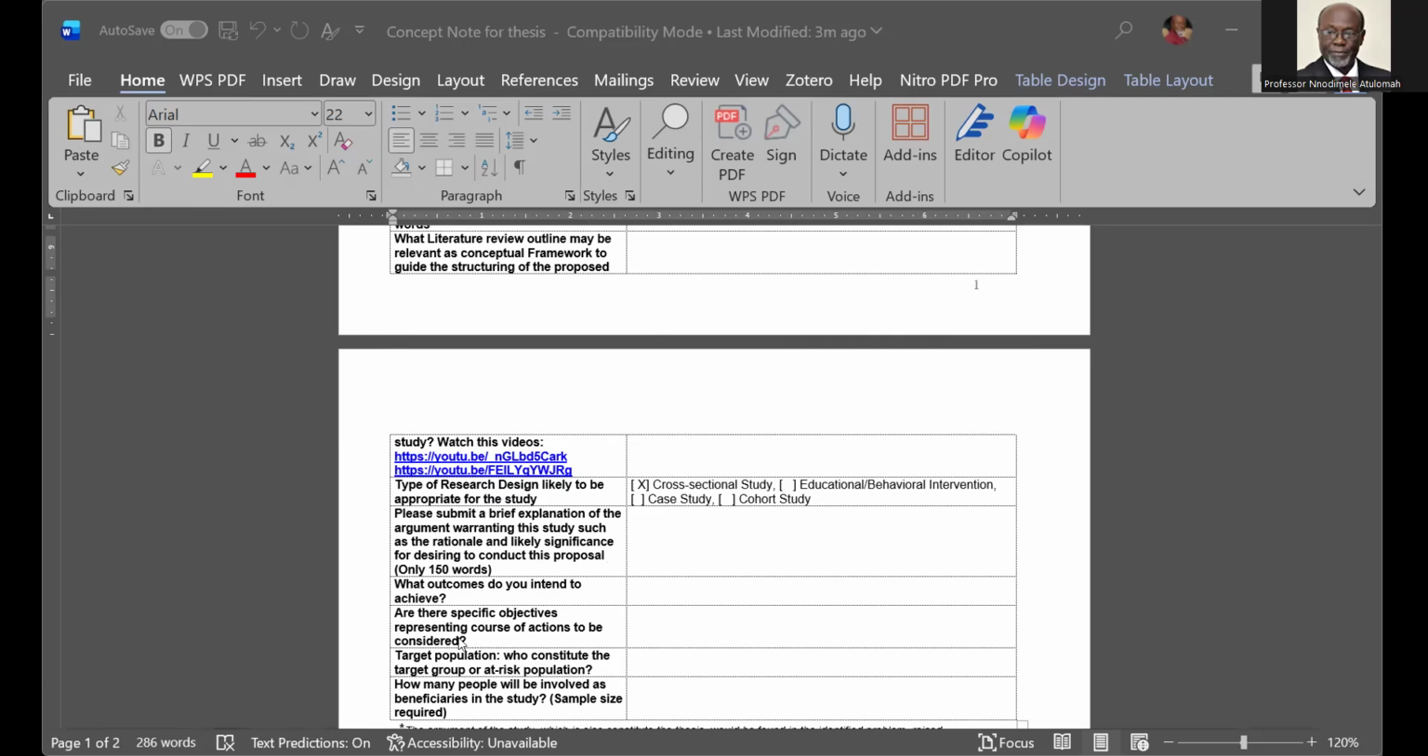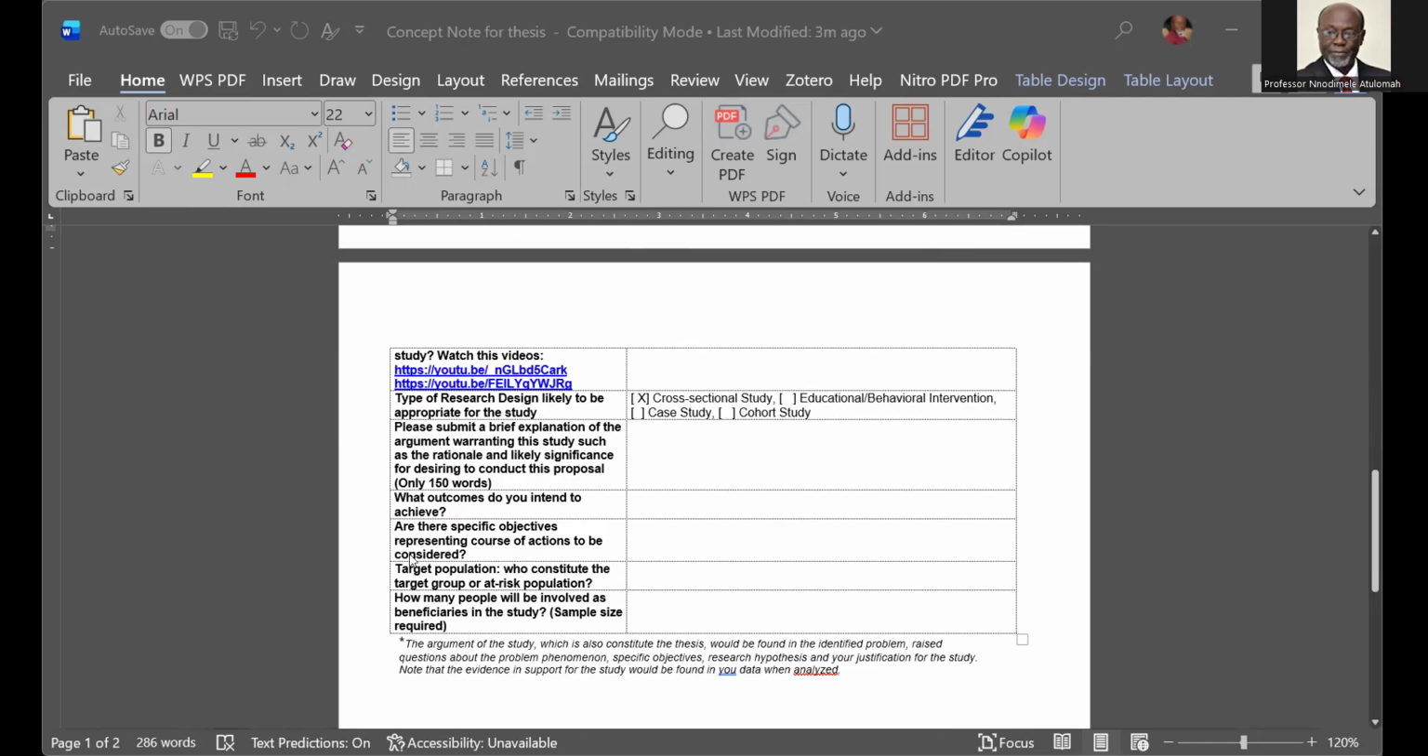You write them out. Then the next question here says, are there specific objectives representing course of action to be taken or considered? Now, this is asking specifically for you to identify specific objectives that this study will follow to achieve its goals. The goal will be the main objective, and then the step-by-step course of action to take. Then the others follow.